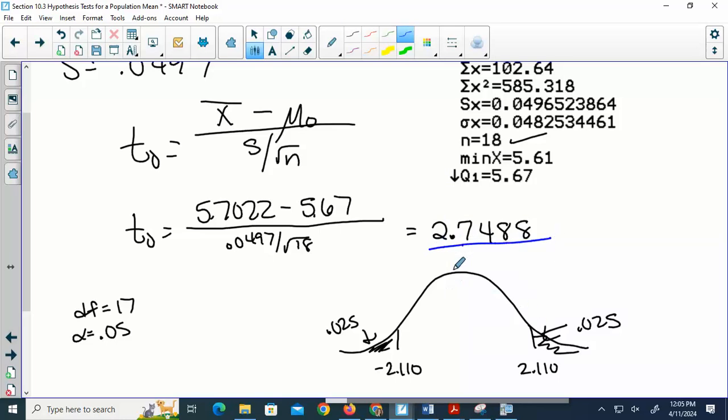2.7488. Where would that be? It would be all the way over here. So is that in the shaded region? Yes. So it's in the shaded region, so we would reject. So that's how you would look at it by hand.